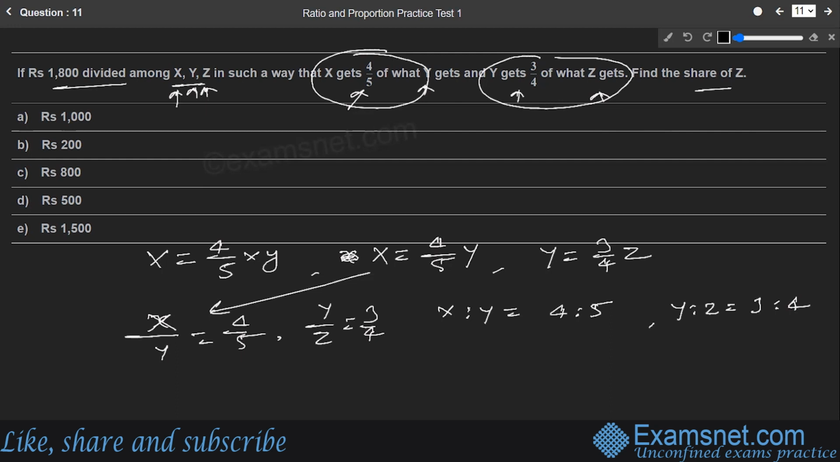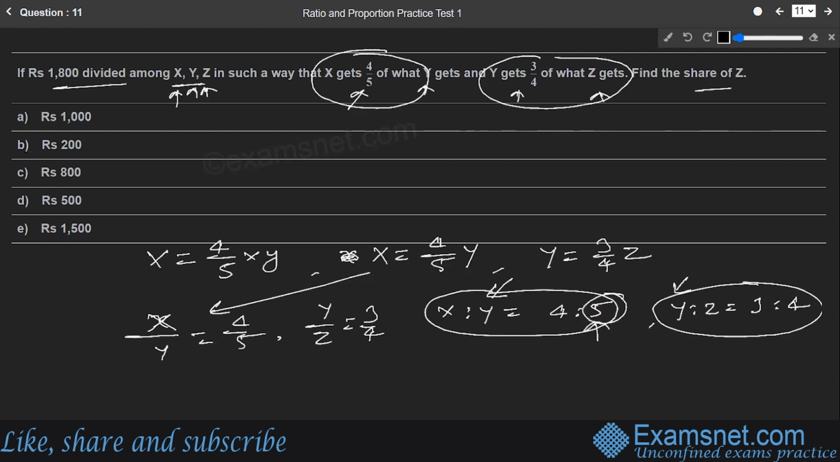So I need to know what x is to y is to z is. For that, see, x is to y is 4 is to 5, y is to z is 3 is to 4. What is common between those two ratios is y. The number of y in the first ratio is 5, and the number of y in the second ratio is 3. So what are these numbers to do here?